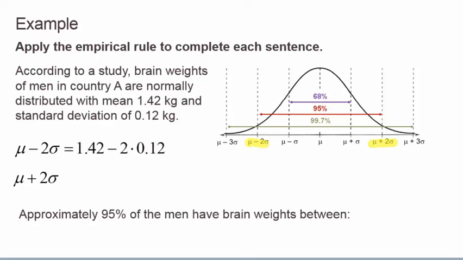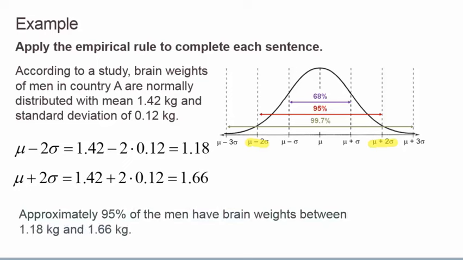Substituting, 1.42 minus 2 times 0.12 gives us 1.18, and 1.42 plus 2 times 0.12 is 1.66. Approximately 95% of the men have brain weights between 1.18 kilograms and 1.66 kilograms.